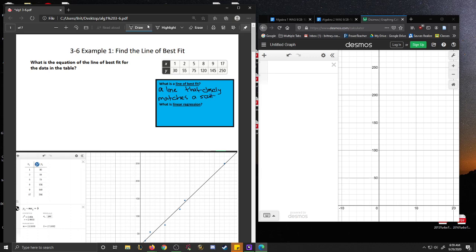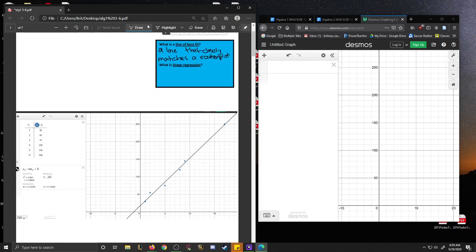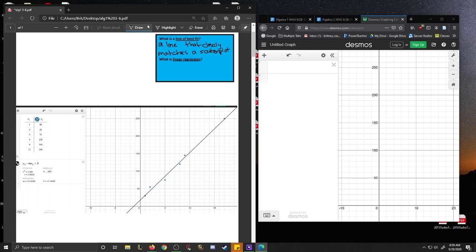So say for example I take this data and I put it on a table, which I'm going to sneak down here. I'm going to show you how to create this. If I have these points on a table, the line of best fit is the line that most closely represents the data that's on that table.